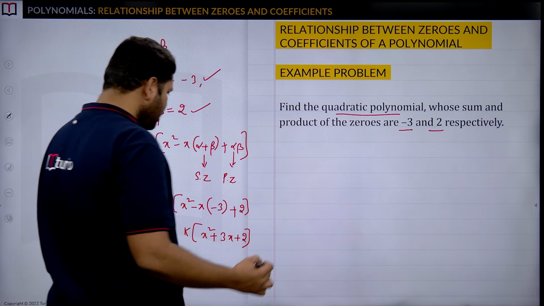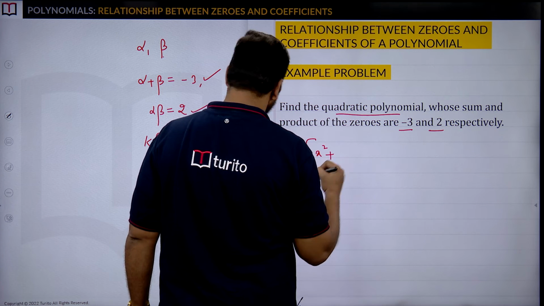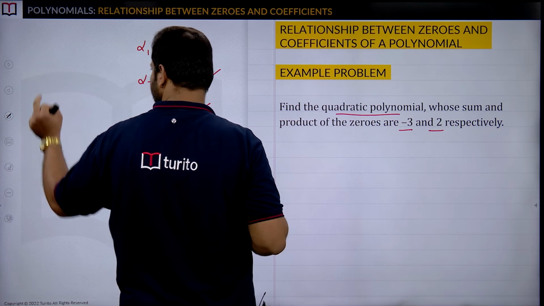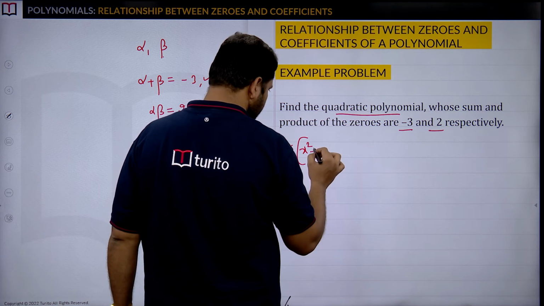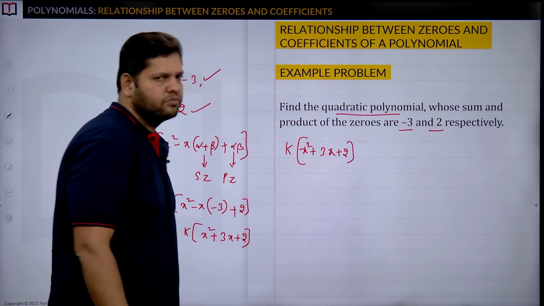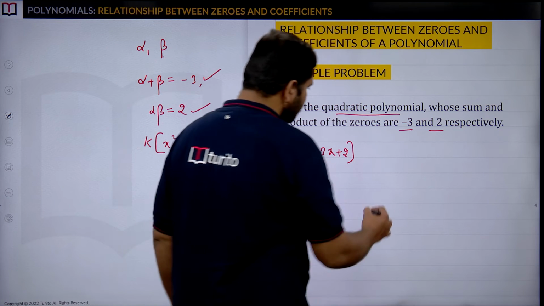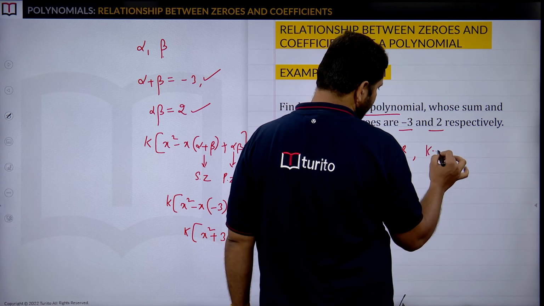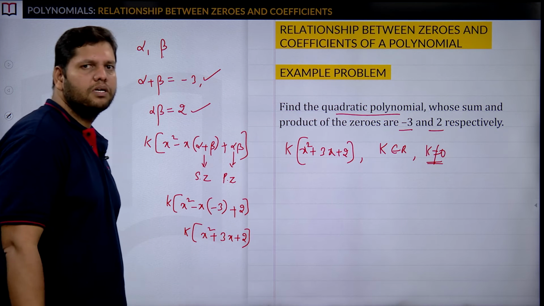Okay. So what is our value, children? Our quadratic polynomial. So we can take kx² + 3x + 2. So that is the quadratic polynomial. And children, here k is a real number. So k belongs to R, but k is not equal to 0. k can be any real number, children, but k should not be equal to 0.